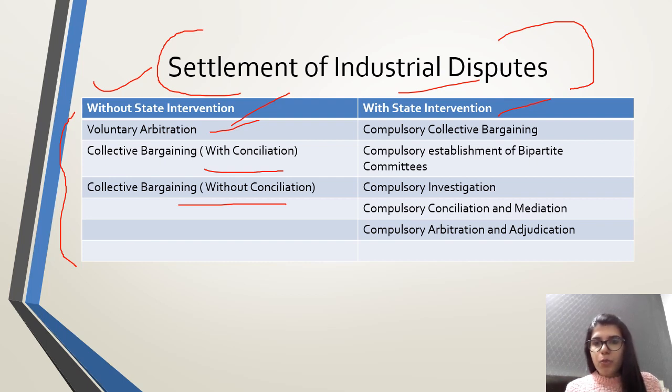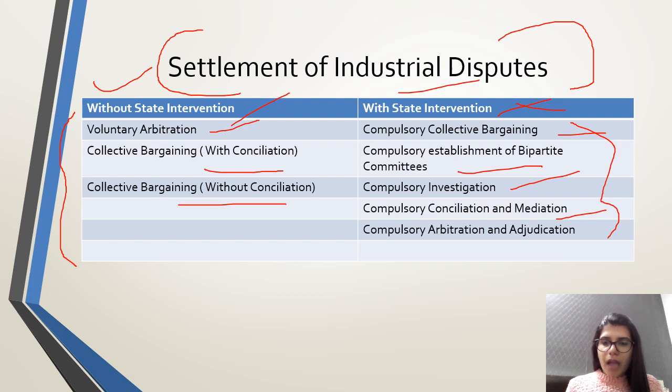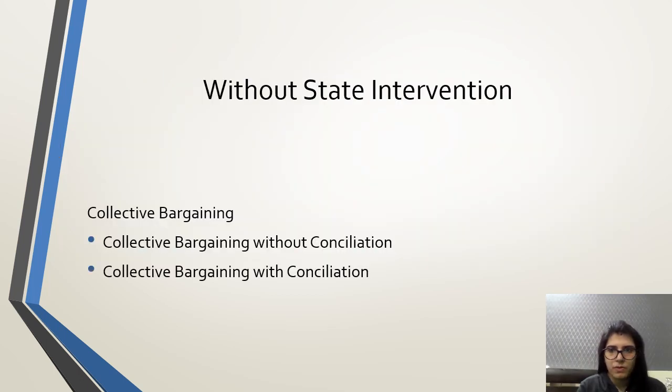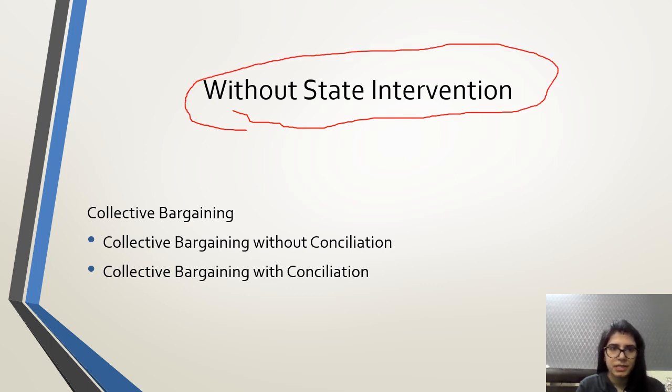And here comes with state intervention. These are the methods: compulsory collective bargaining, compulsory establishment of bipartite committees, compulsory investigation, compulsory conciliation and mediation, and compulsory arbitration and adjudication. Now let's understand all of these in depth. First we will do without state intervention, meaning without government intervention.